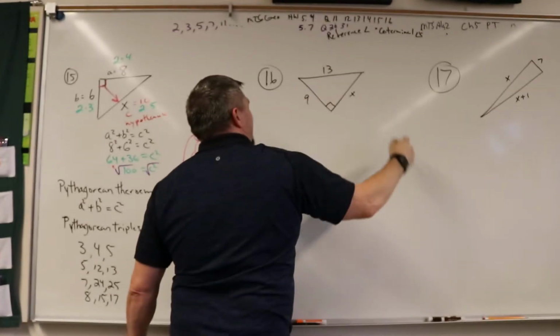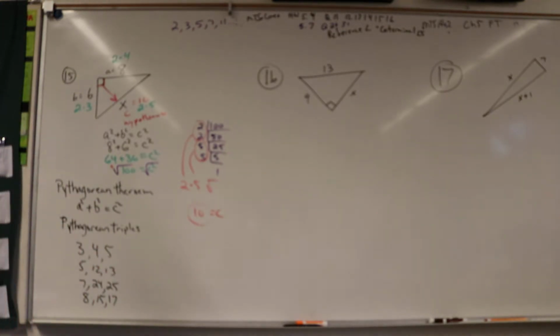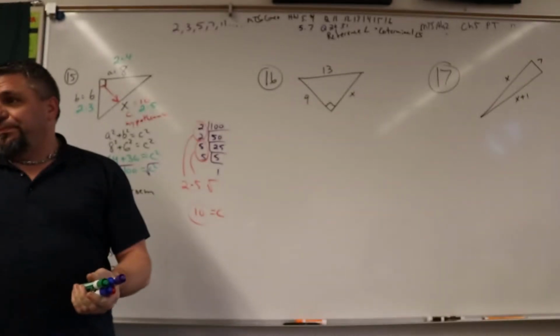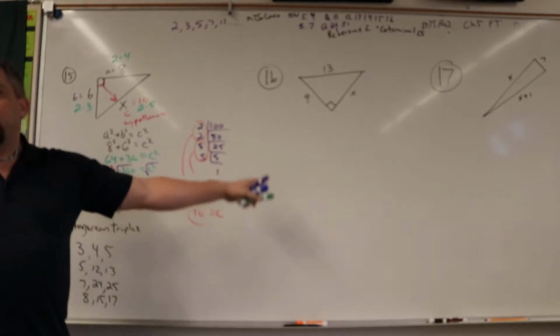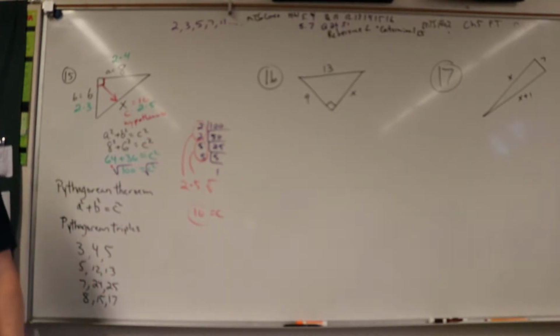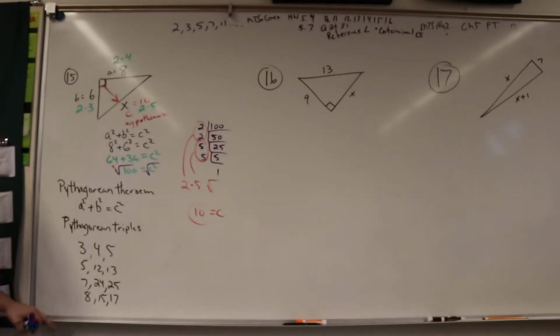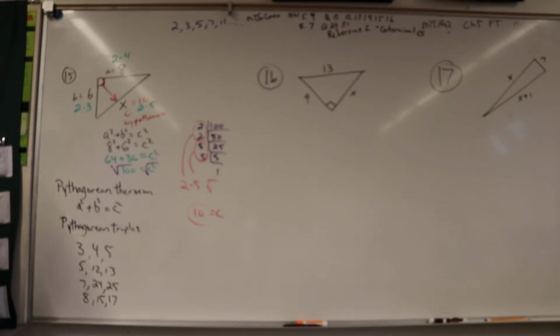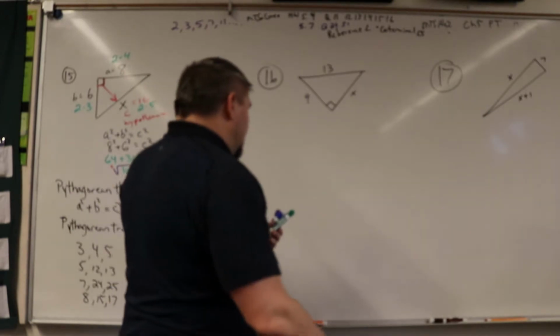Alright, 13 and 9. 13, 9, and X. Again, we're going to use the Pythagorean theorem. Now it looks like it could be a triple. Is there a triple up there with 13 and 9? I don't see any. I see a 13, but it's 13 and 12. So since there's no 13 and 9, it's probably not a triple.